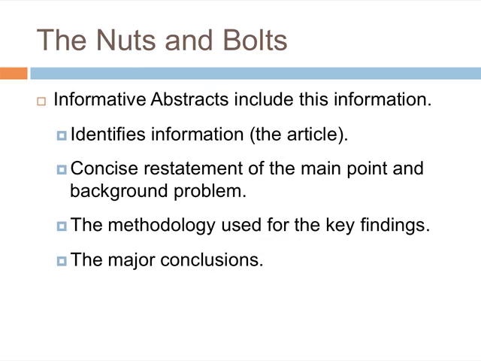Now, the nuts and bolts of informative abstracts include this information. You want to identify the information in the article that you're working with. You want to give a concise restatement of the main point and background problem. You want to talk about the methodology used in the article to find the key findings. And you want to discuss the major conclusions.